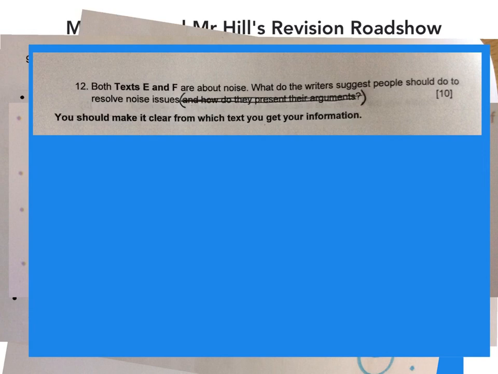Look at the writing in bold. This is so important. You have to name those texts. I'll just highlight our keywords. So both texts E and F. So now we know where we're getting the information from. It's going to be texts E and F. And what do the writers suggest people should do to resolve noise issues? I think that's probably the key part there. It's about what we can do to resolve noise issues.